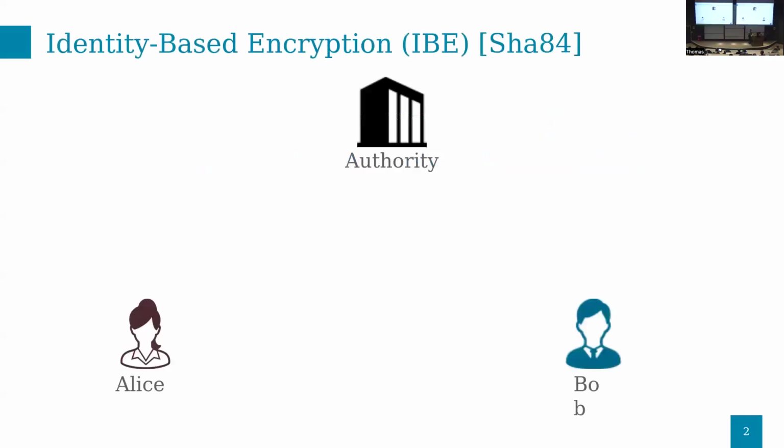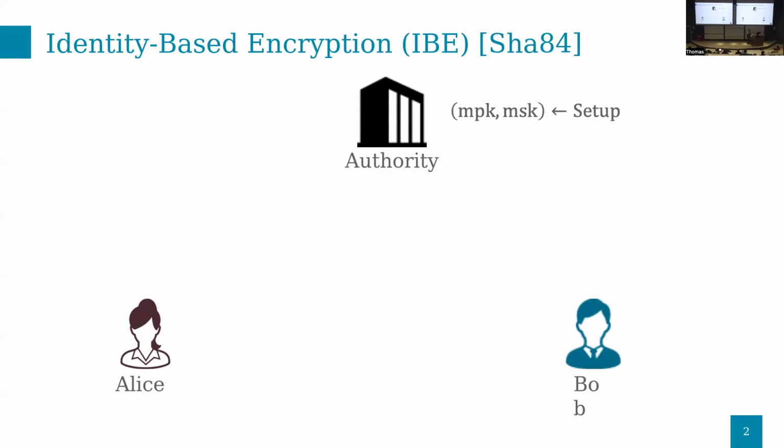Okay. First, I talk about the background on our works. So IBE is identity-based encryption, for short. IBE is an extension of public key encryption. Any strings like email address can be used as public key.